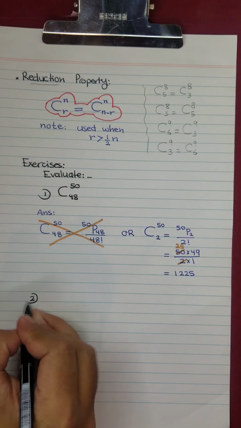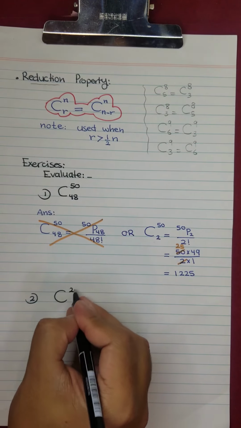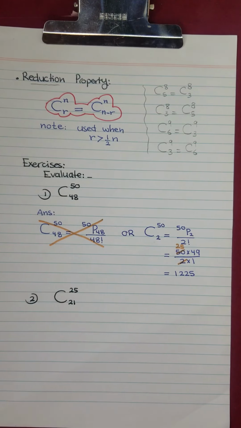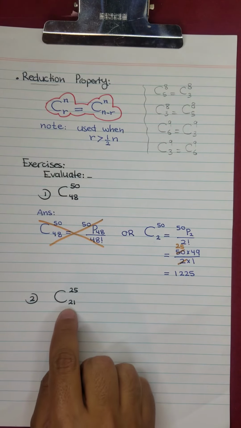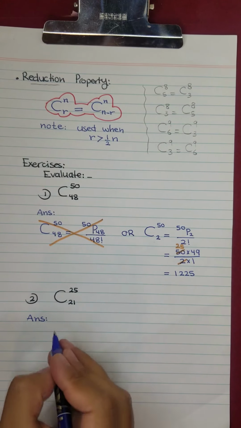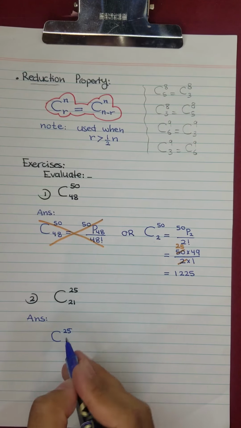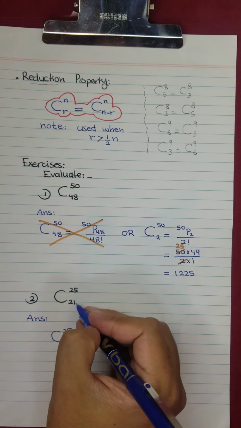So let's say that you have a combination, and this combination is, for example, 25, and here, let's say 21. What's half of 25? Half of 25 is 12.5. This is 21. It's a lot bigger. So in this case, it is always useful to reduce it right away. So let's reduce it. It's going to be combination of 25 as it is, but R is going to be 25 minus 21. And 25 minus 21 gives you 4.